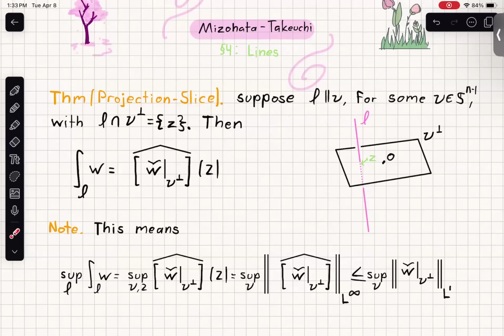Okay. So if we want to take the supremum over all possible lines, because remember we were looking for the worst possible case, we can take first the supremum over all directions, right? And then we can take the supremum over all possible places that line is going to meet this plane. And the idea is that if we're taking the supremum of this quantity in Z, that is just an L infinity norm. Right? Because this is some function of Z. When looking for the maximizer in Z, that's just an L infinity norm.